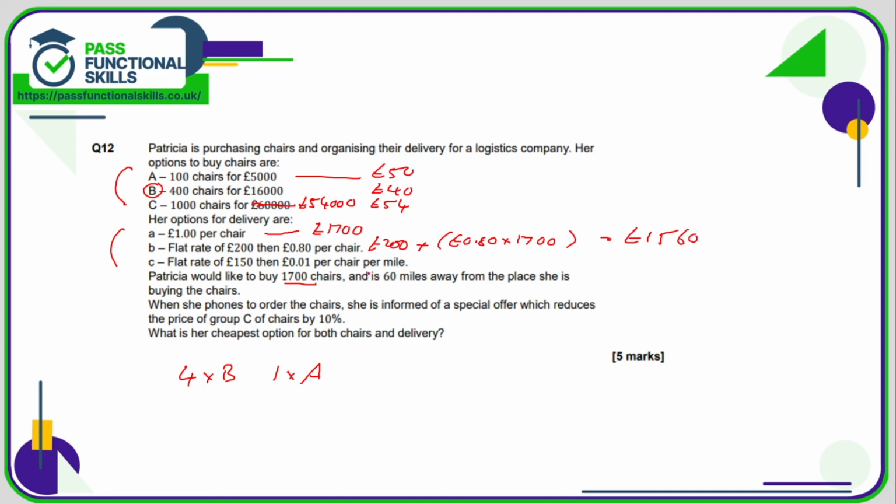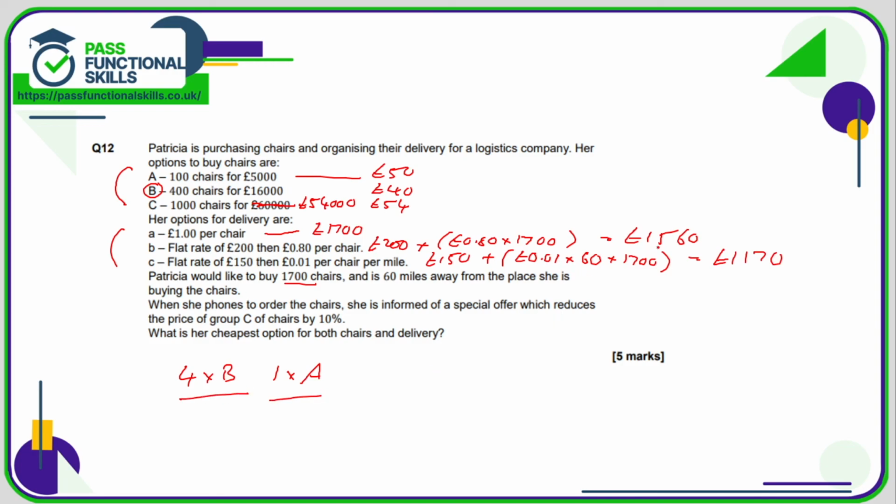And for C, it's going to be simply £150 and then plus 1 pence. I'm going to keep it in pounds just because this is in pounds. So 1 pence per chair per mile. So that's 1p times by the 60 miles times by the 1,700 chairs. So do the multiplication first and then add the 150 on at the end, and that comes to 1,170.